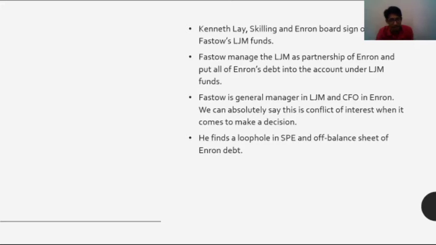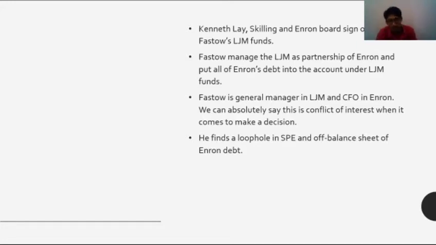After that, Kenneth Lay, Skilling, and the Enron board signed off on Fastow's LJM funds. Because of that, Fastow had the power to manage the LJM as a partnership of Enron and put all of Enron's debts into the account under LJM funds. This is what I said before: the special purpose entity treatment is used by Fastow to separate the debt of Enron into the LJM account, so that the Enron financial statements will not show their debt on the balance sheets.